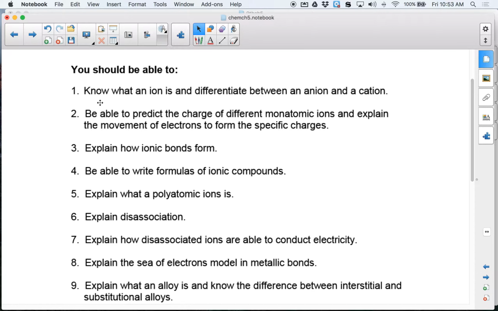Number 7 says explain how dissociated ions are able to conduct electricity. This really just comes down to the fact that because they are broken apart, they can move independently. When we had the thing with the light bulb on it and we put the salt in there, because the sodium and the chlorine were getting broken up, they could move independently from each other. All the chlorine could rush to one side, all the sodium could rush to the other side, and that's what conducts the electrical charge.